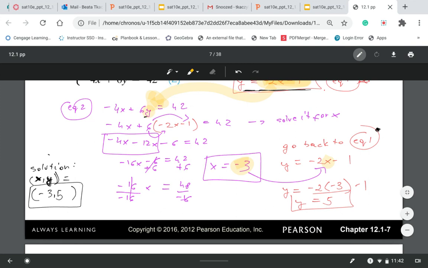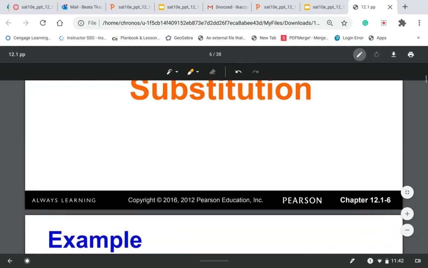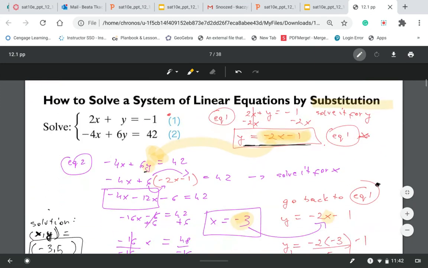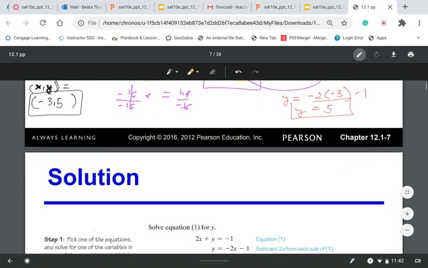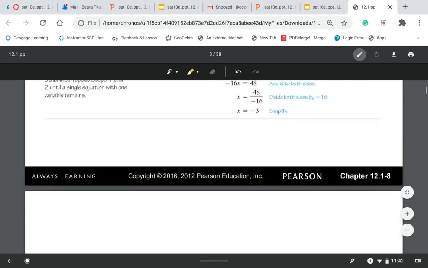So what that means is we have a system which is consistent and independent. Consistent means that you have a solution. Independent means, like you see, those two straight lines are independent. They're not equivalent to each other. They only intersect at one point.